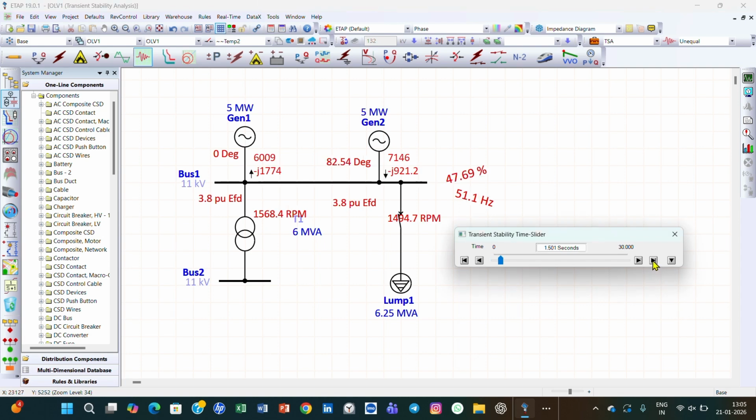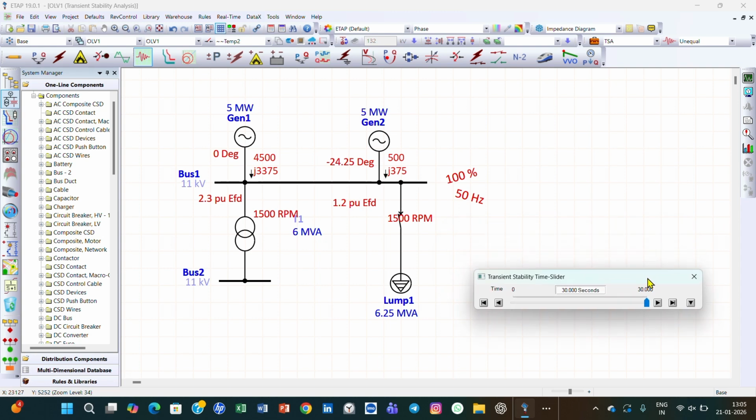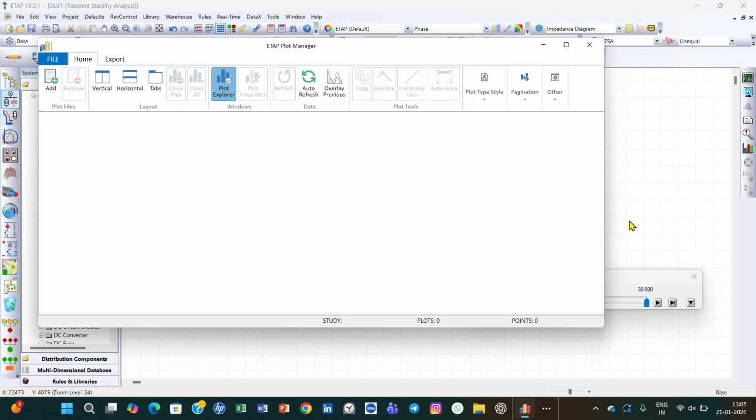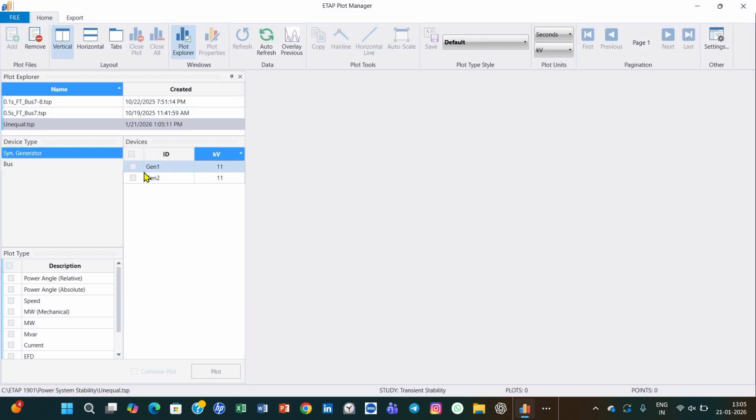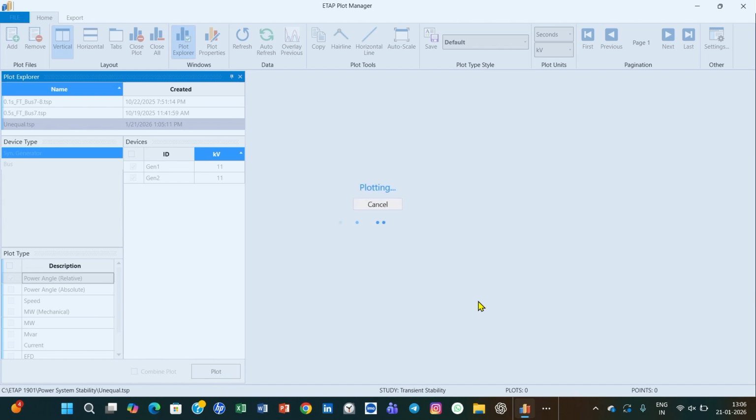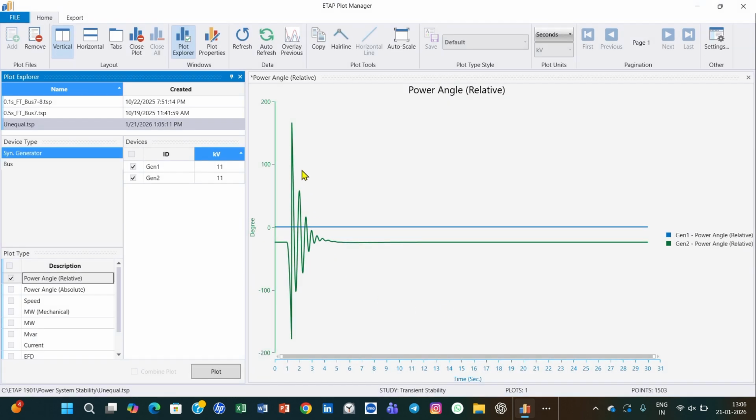Then we can do the analysis. Then we can go to the plots, and in the plots we can now generate a relative angle. You can see there is a large transient swing. This is the large vibration.